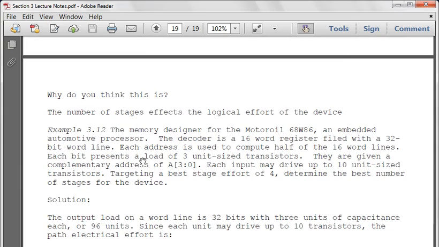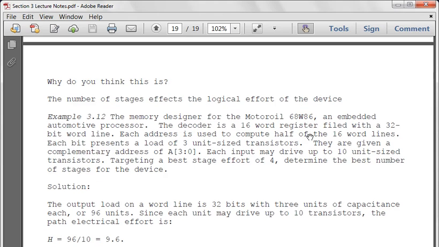All right, so the number of stages affects the logical effort of the device. And so this is kind of a good combining concepts type question. The memory designer of the Motorola 68W86, an embedded automotive processor. The decoder is a 16-word register file with a 32-bit word line.